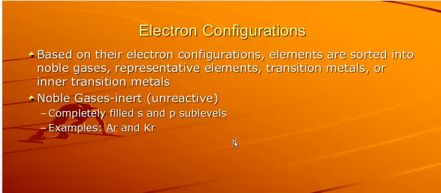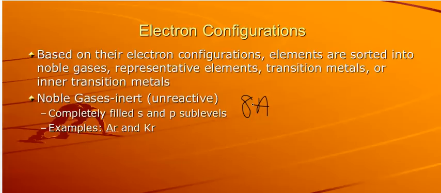Here's yet another way to classify elements. So we have metals, nonmetals, metalloids. You have the A group names, and here's the third way to classify elements based on their electron configurations. We can classify elements into one of four categories. Noble gases. These are unreactive because they have completely filled S and P subshells. This is group 8A. They have completely filled subshells, which means they are very stable.